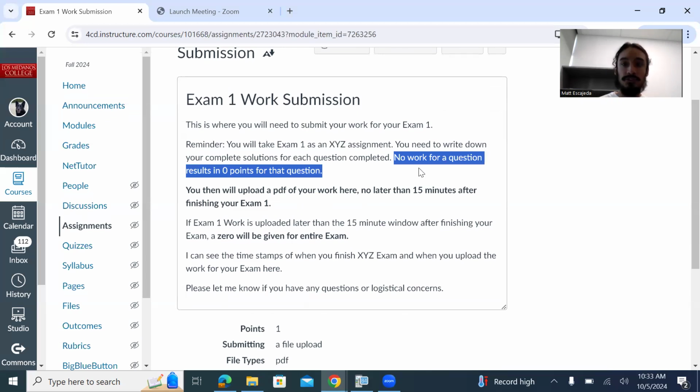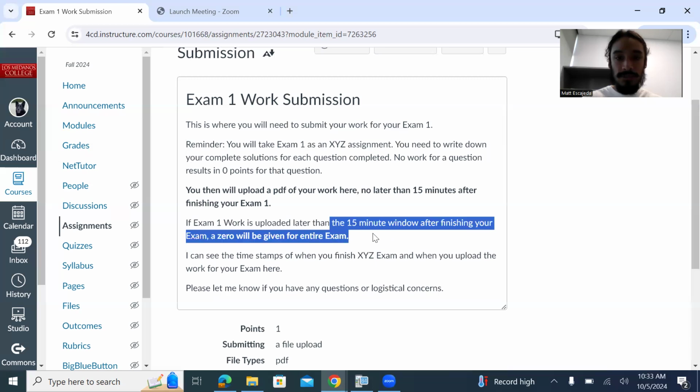So if I see a skipped question, even if it's like fill in the blank, right? Write it all out. Write it all out. It won't take that long. It'll take like a minute or two. Write it all out. If I see a blank question, then it's getting a zero. Okay, so I'll hold everyone to that because it's in the assignment description. Okay, so no more than 15 minutes.